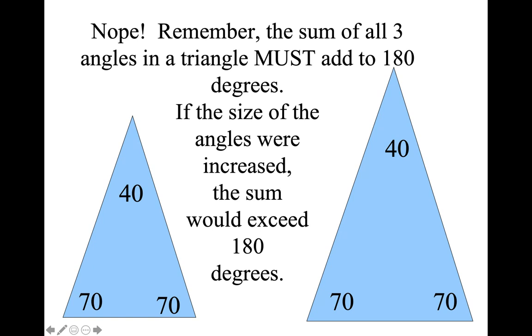Triangles have to have their angles add up to 180. Okay? These angles already add up to 180. So whether this is a larger triangle or a smaller triangle, the angles have to be the same as long as they're similar.